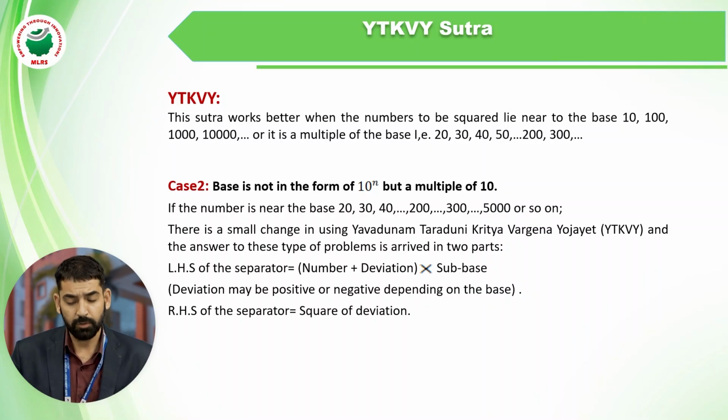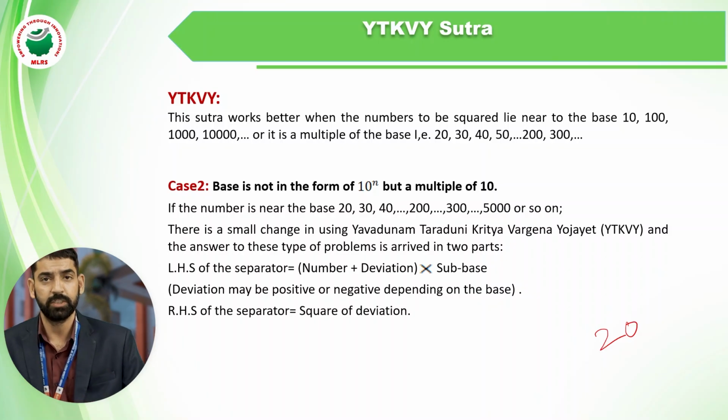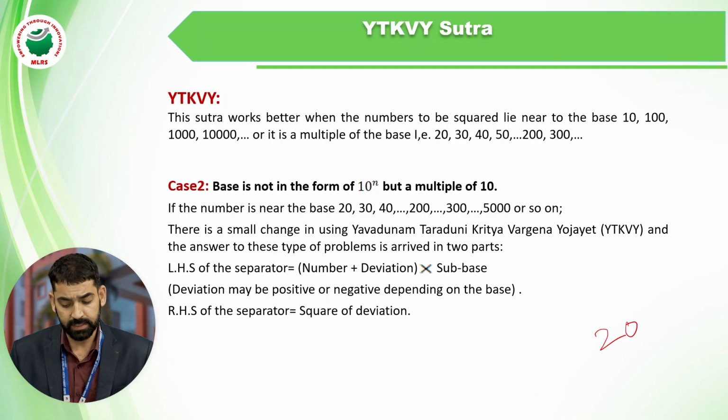For example, if a number lies close to the base 20. So 20 is not in the form of 10 to the power n, but instead it is a multiple of 10. Or we have any number close to 30 or 40 or 200, 300, 500, 5000 and so on. So what to do with those numbers which lie close to these bases which are a multiple of 10? This is actually the second case of Yavadunam Taraduni Kriti Vargena Yojayat.